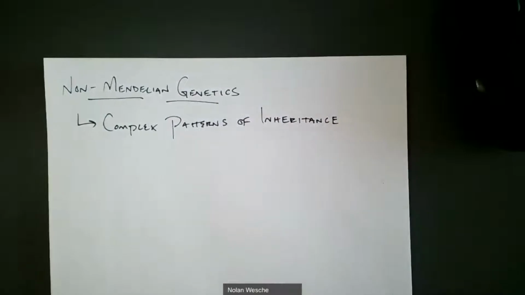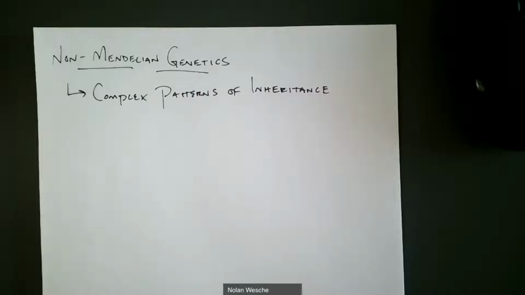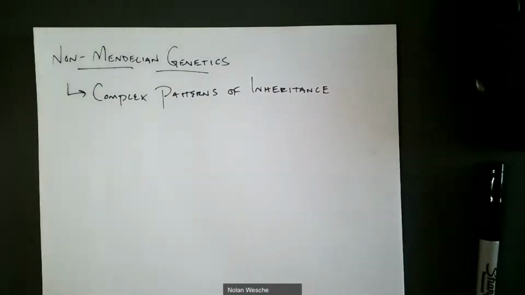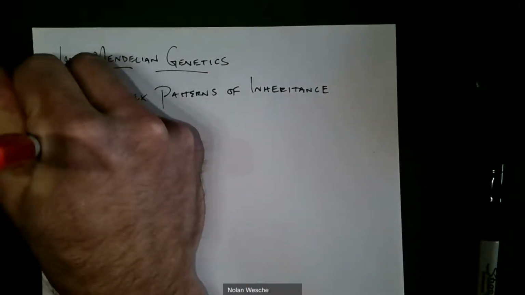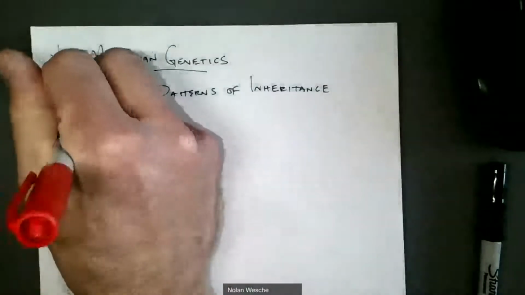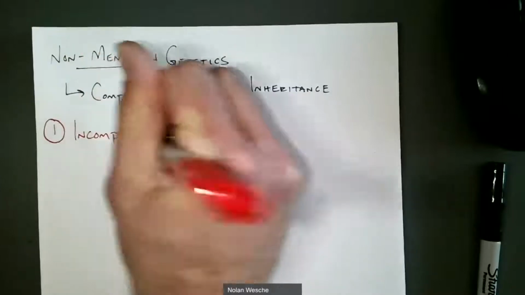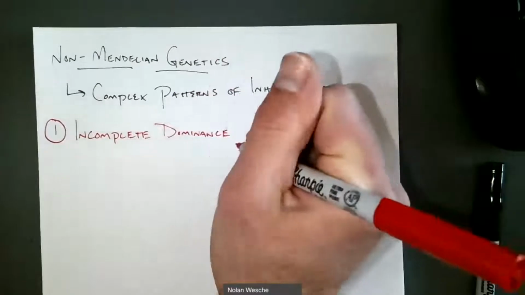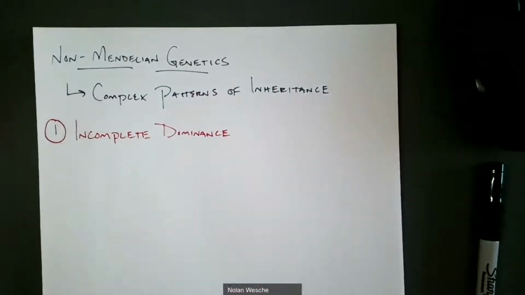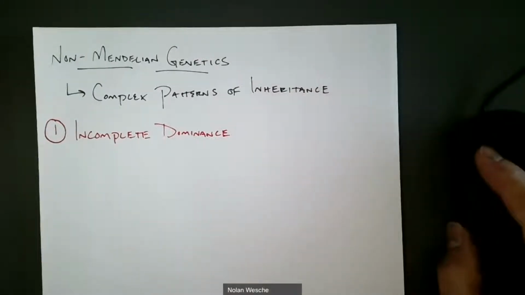We're going to look at 8 varieties of complex patterns of inheritance, and we'll just go through them. Today we'll look at maybe 3 of them, and then tomorrow we'll look at the remainder. The first one we're going to look at is called incomplete dominance. A very simple example for incomplete dominance is something we'll look at here.